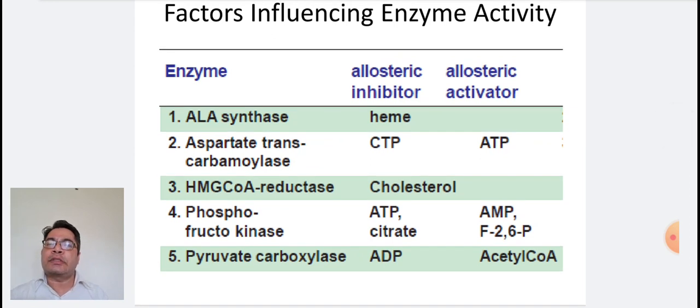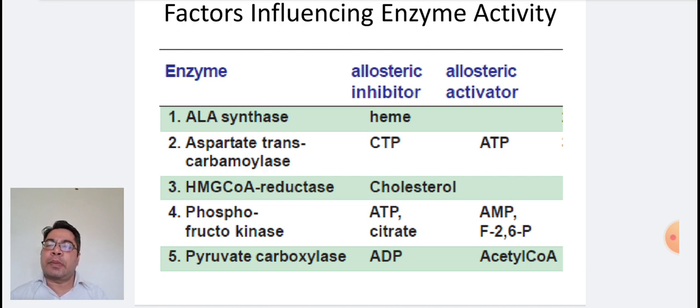Here are a few examples of enzymes and their allosteric inhibitors and activators. For ALA synthase, heme is an inhibitor. For aspartate transcarbamylase, CTP is an inhibitor and ATP is an activator. For HMG CoA reductase, cholesterol is an inhibitor. For phosphofructokinase, ATP and citrate are inhibitors, while AMP and fructose 2,6-bisphosphate are activators.